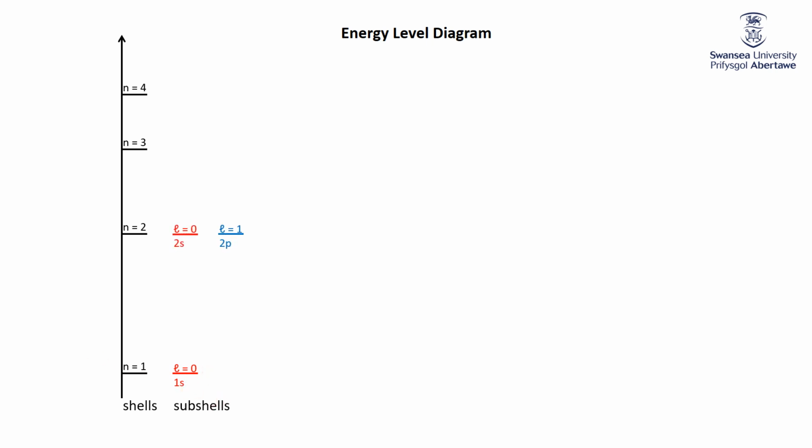N is 2, you've got the 2s and the 2p. The p comes from L equals 1. N equals 3, 3s, 3p, 3d. And N equals 4, 4s, 4p, 4d, 4f. Okay, the number corresponds to the shell from which they came. The letter is associated with the subshell and the shape of the orbitals.